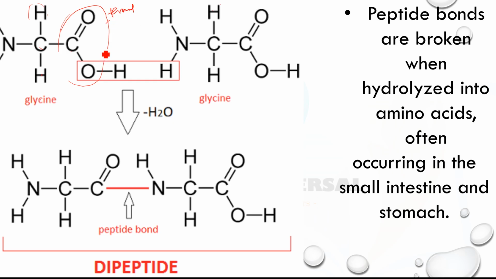So a peptide bond is formed between the terminal carboxylic group and the terminal amine group. The terminal carboxylic group of an amino acid and the terminal amine group of an additional amino acid. So this is also terminal, right? How do I know? It is at the end.